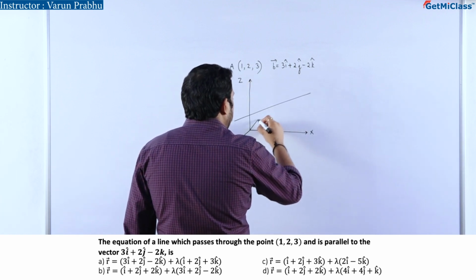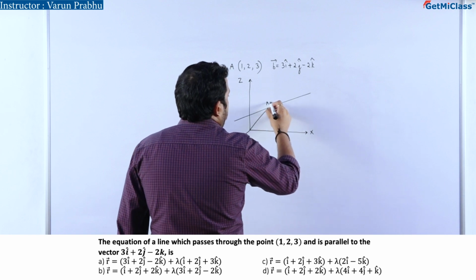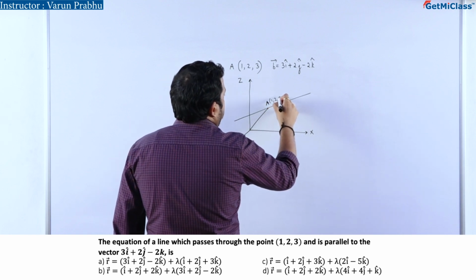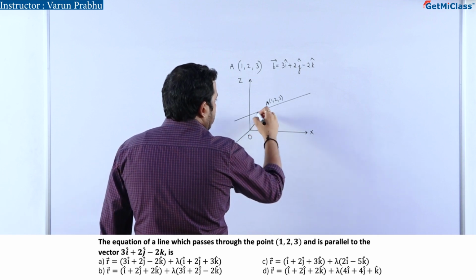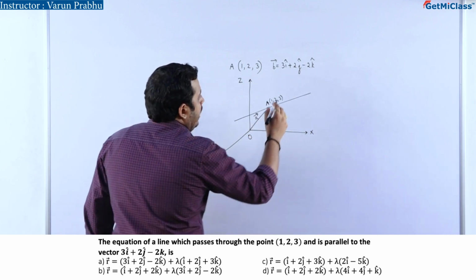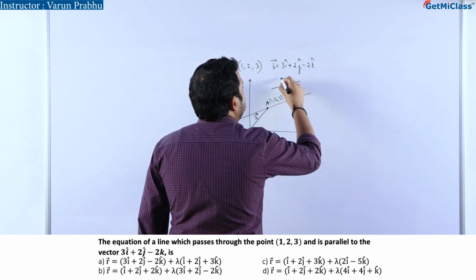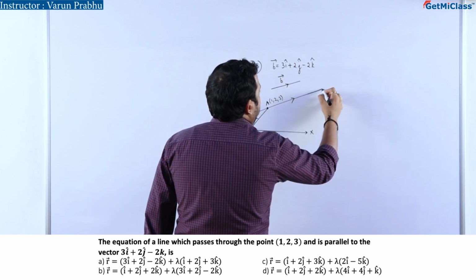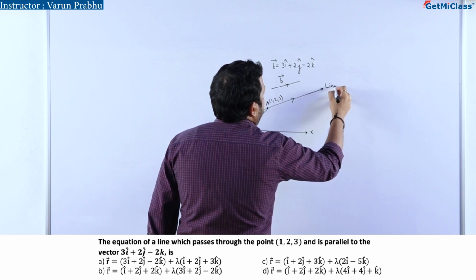which is passing through a point called A. There is a line which is passing through the point called A, 1, 2, 3. So this is the origin. So this is vector A, the position vector of the point A, and the line is parallel to this particular vector B.